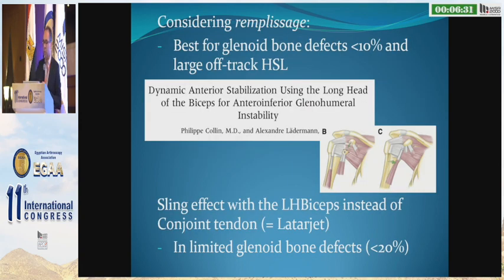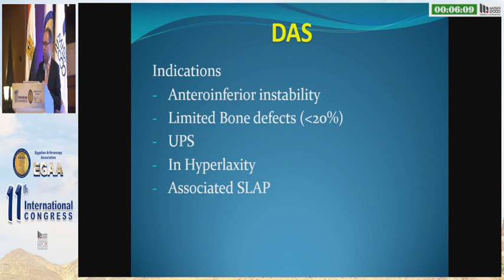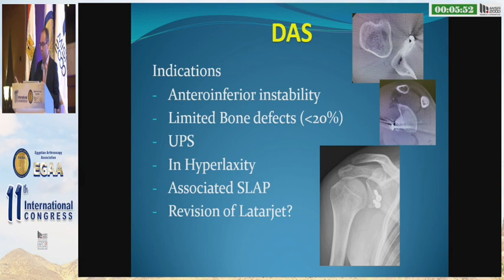And considering that remplissage is best for glenoid bone defects below 10% and large off-track lesions, these authors and others have proposed using that same sling effect with long biceps instead of using the conjoint tendon for that purpose, aka the Latarjet, in limited glenoid bone defects under 20%. And they would indicate this in instability, limited bone defects, unstable painful shoulder, in cases of hyperlaxity, associated SLAPs, so potentially in those cases you will do something to the long biceps anyway. And this is just me saying, perhaps in a revision of a Latarjet.